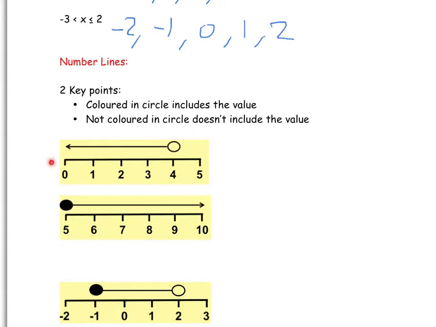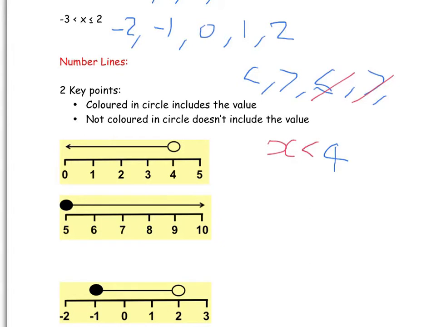So in this diagram, the key value is the 4. But if you look carefully, this circle isn't coloured in, so it's not going to be an equal to. Out of our 4 choices, it means it can't be either of these two, so we can cross those off. It's got to be either this one or this one. Are we looking for numbers more than 4 or less than 4? We want less than 4. So this is the less than sign, so x is less than 4.